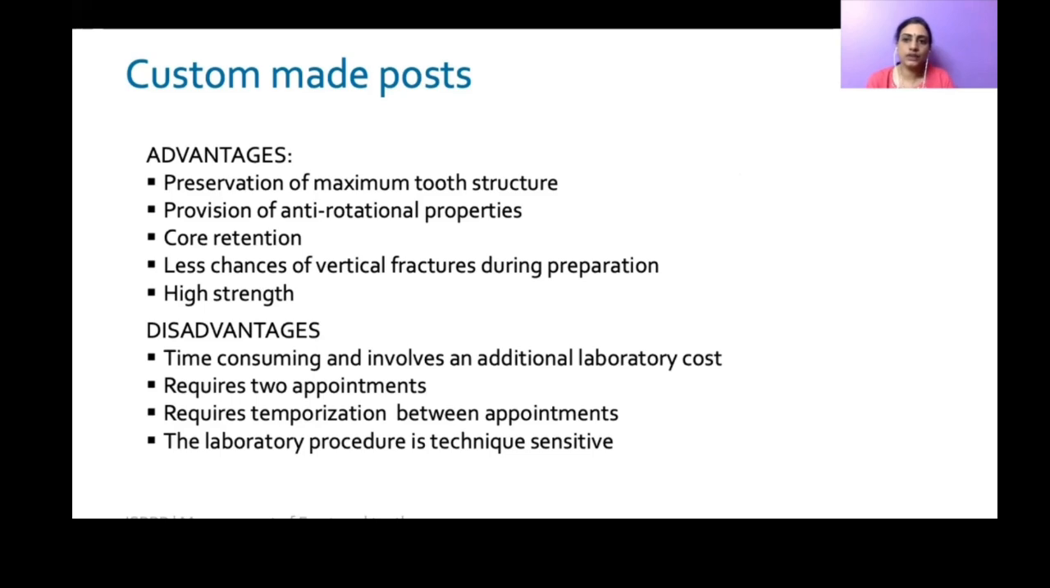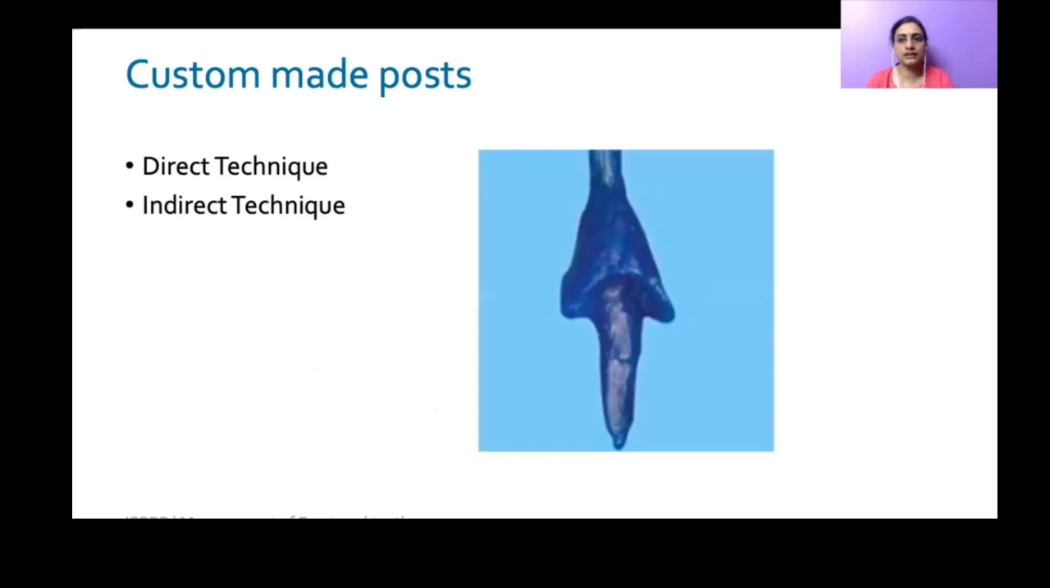The advantage of a custom cast post is very obvious. It results in preservation of the tooth structure, providing anti-rotational properties. But the disadvantage is the number of appointments. You need to give 2 appointments, first for pattern fabrication and the second for the placement and cementation of the post and core. And therefore, you need to give a temporization in between appointments. Whether you're using the direct technique or indirect technique, it requires 2 appointments.